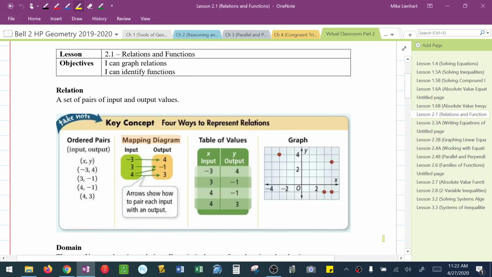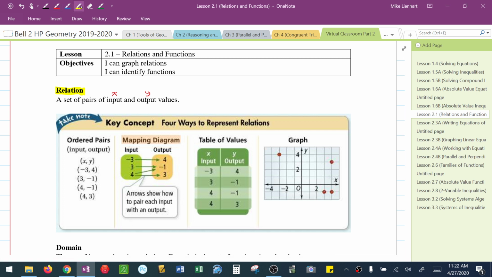This video is about, in mathematics, what we call relations and functions. So a relation, by definition, is very simply a set of pairs of input and output values. Now, you can regard those input values as x's and the output values as y's. So that's a relation. Anytime that you have two things that are being compared, typically an input and an output, this is known as a relation.